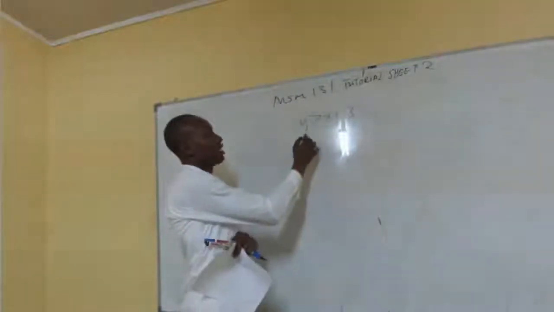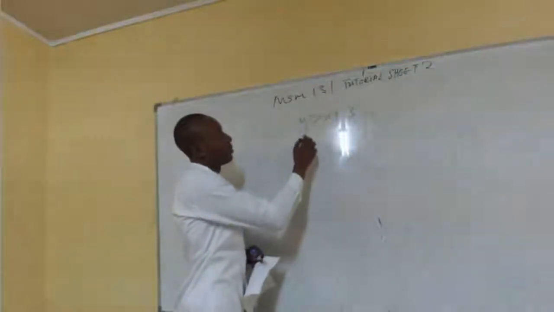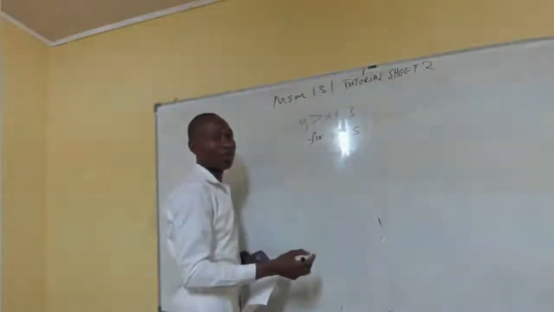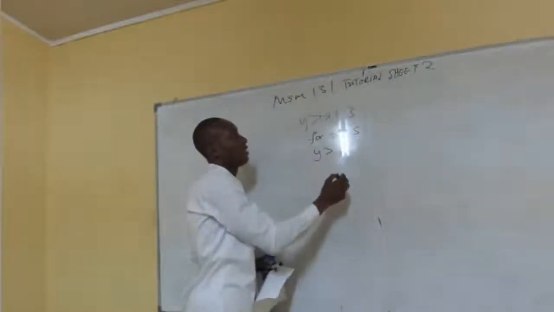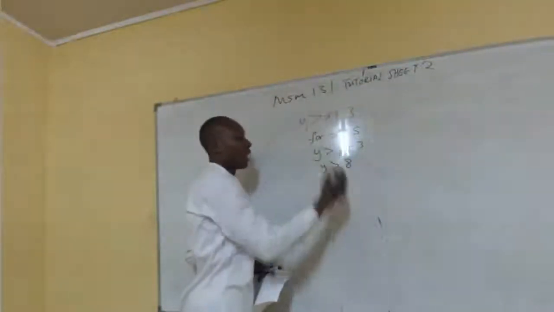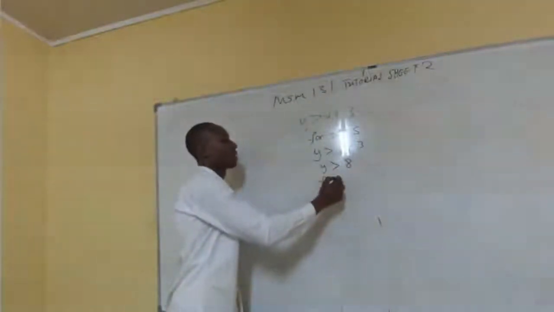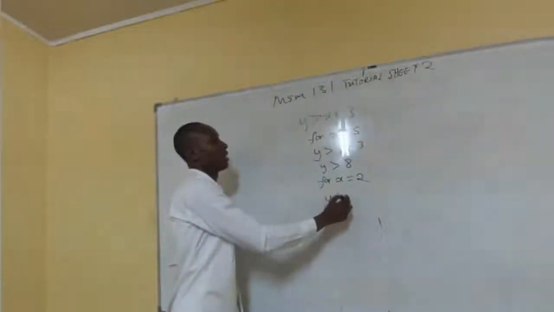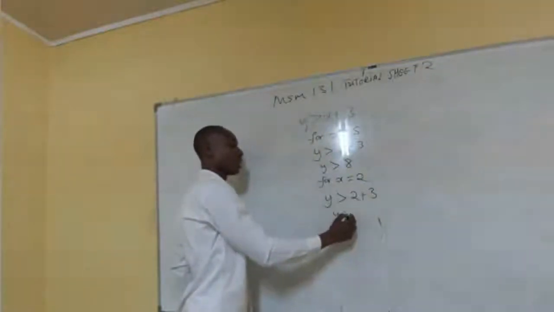So for instance, remember I'm dealing with R to R. So let's say for x being equal to 5, then what will this be? We'll have y is greater than 5 plus 3, so y is greater than 8. Let's pick another value, maybe 2. So for x equal to 2, if I put 2, we have y is greater than 2 plus 3, so y is greater than 5.